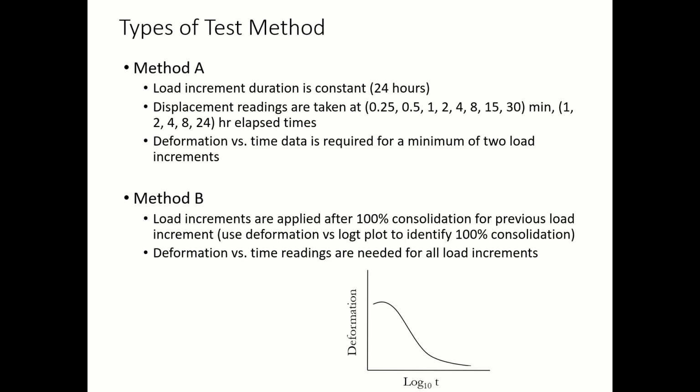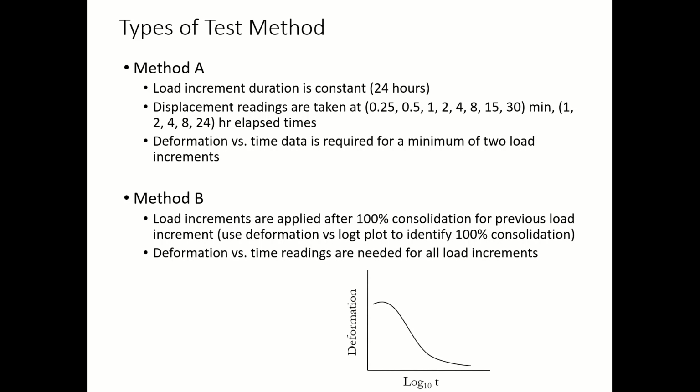The test can be conducted using two methods. In Method A, the load increment duration is constant, which is usually 24 hours, and displacement readings are taken at regular intervals, like at 15 seconds, 30 seconds, 1 minute, 2 minutes, and so on. And then deformation versus time data is required for a minimum of 2 load increments.